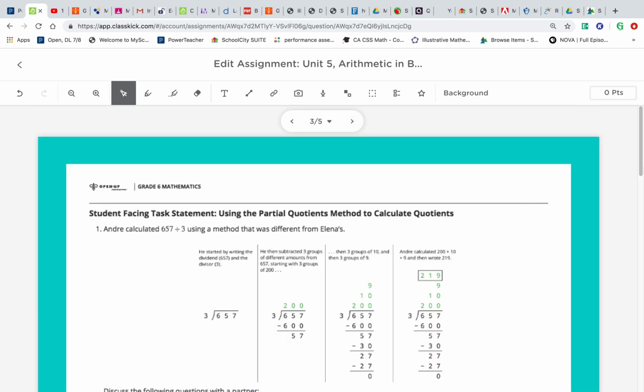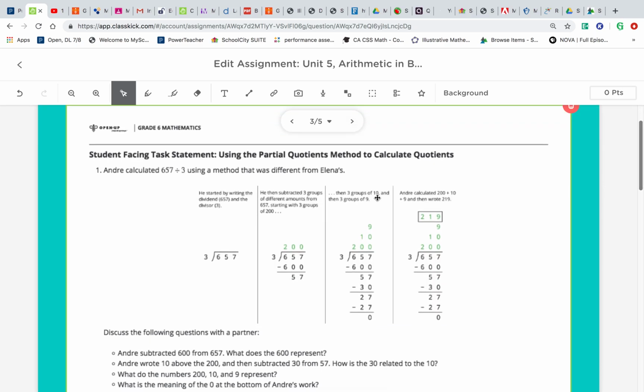All right, let's take a look at the next part of the activity here. The title of the activity is using the partial quotients method to calculate quotients. Andre calculated 657 divided by 3 using a method that was different from Elena's. He started by writing the dividend and the divisor. So you can see here, dividend, divisor. So we have 657 divided by 3, and he wrote it like that. You should be familiar with that way.